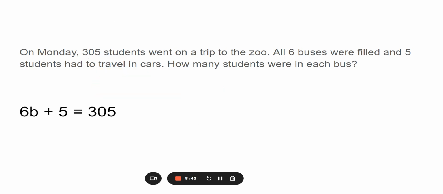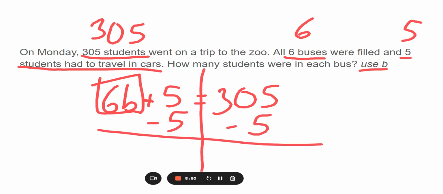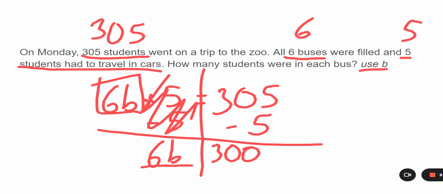Let's see on the next screen. Yep, 6b or 6 times b plus 5 equals 305. Draw my river, subtract 5 from both sides. This is going to be 6b all by itself. 305 minus 5 gives me 300. And then what am I going to do instead? Since I'm left with 6 times b, I am going to divide by 6 instead.